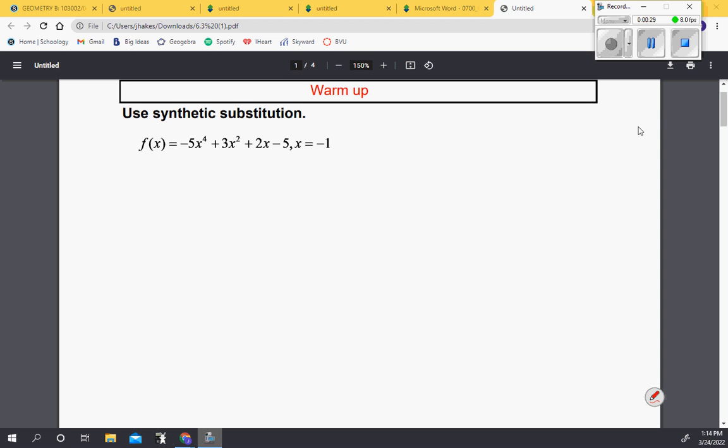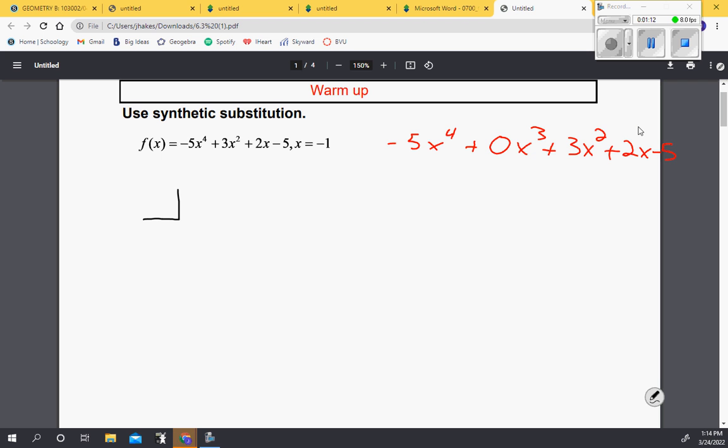This is synthetic substitution, so we need all of our coefficients. So I need to rewrite this actually, because I have negative 5x to the fourth, but I do not have an x to the third power. So I'm going to place a 0 x to the third so I can get the x to the third power. I have a 3x squared, and I have a 2x, and then our whole number is negative 5. So in order, I have a 4, 3, 2, our x, and then the whole number of negative 5. So it's perfect. I have every piece.